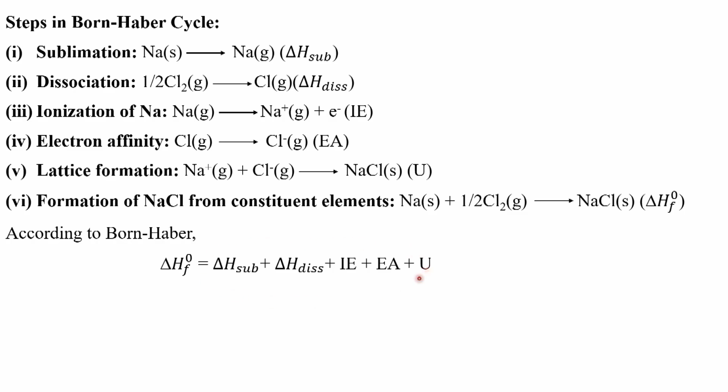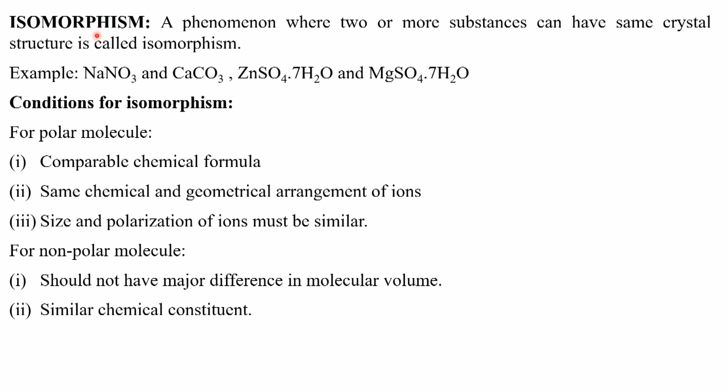So all these things will give delta H naught formation of NaCl, okay. So this is Born-Haber cycle. Then we discuss isomorphism, a phenomenon where two or more substances can have the same crystal structure is called isomorphism.